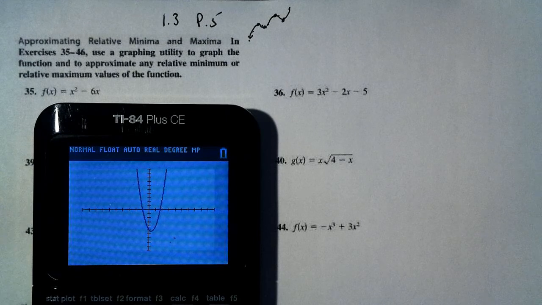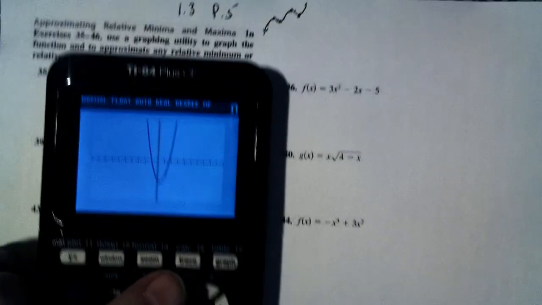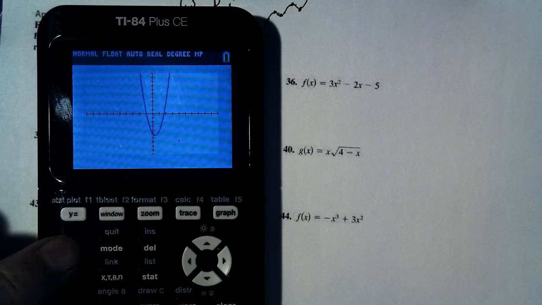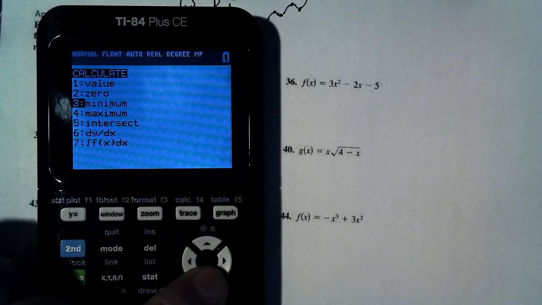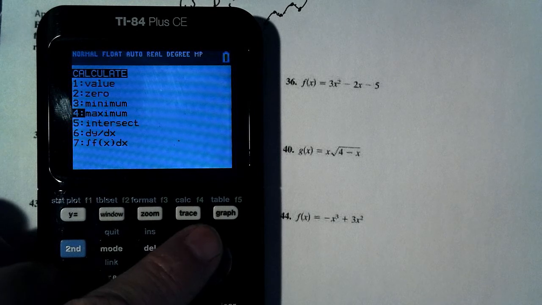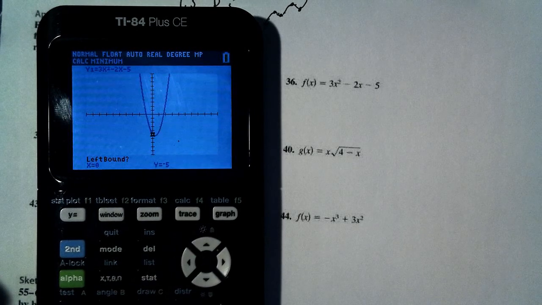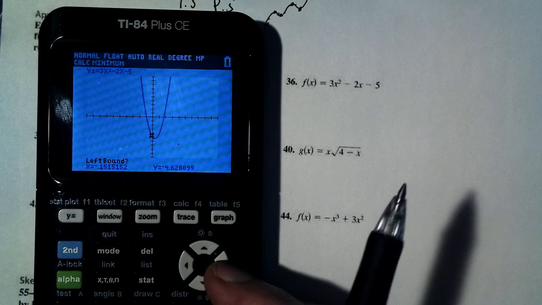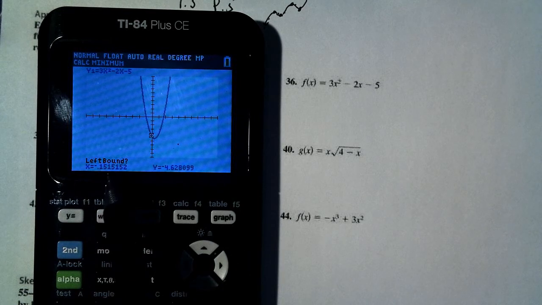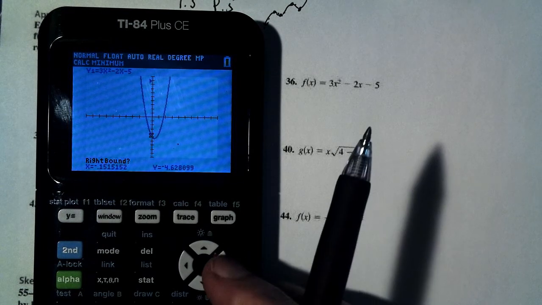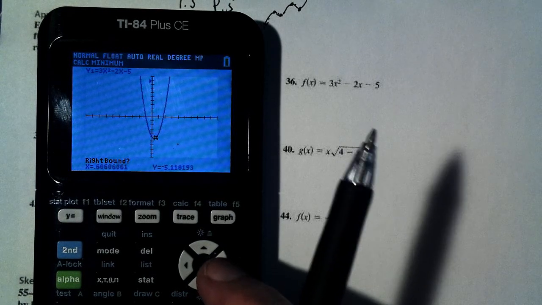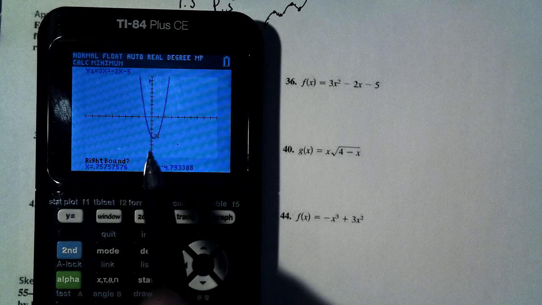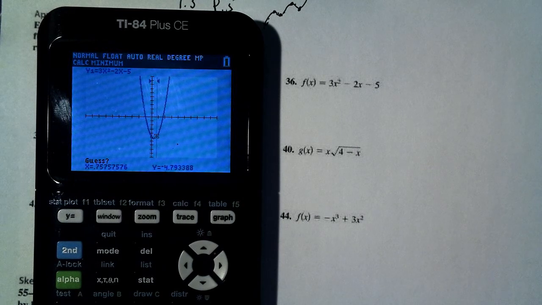So we're going to go into calculate, which is second calc, and we're going to look for that minimum. I'm already to the left of the minimum. It wants a left boundary. We hit enter. It wants a right boundary. Don't flirt with it, just get past it. Make sure you're past it because you'll get a false answer. And now guess, give me the value between.